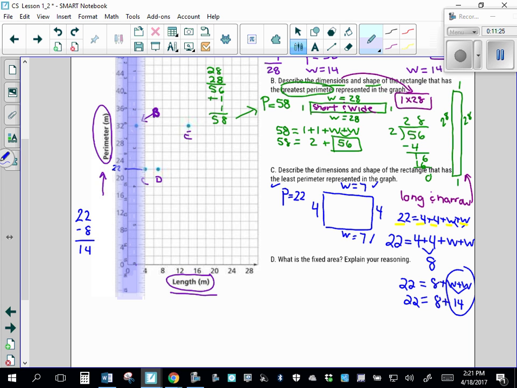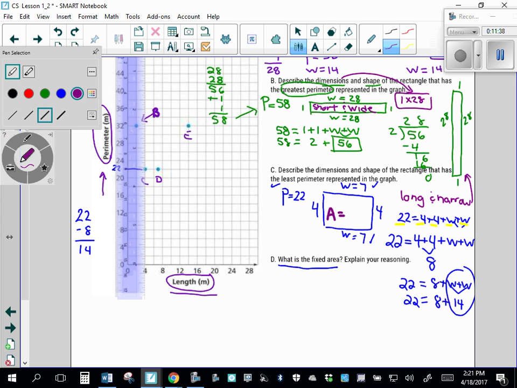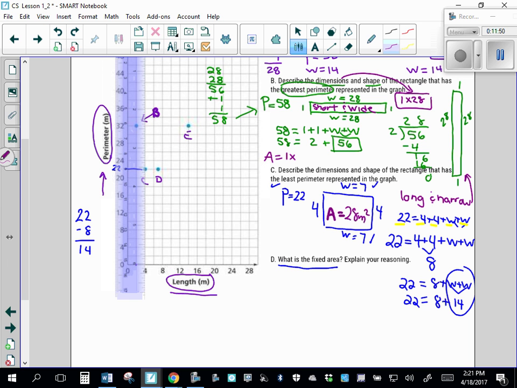Okay. Now to answer the next question, what is the fixed area? Well, let's go back and figure out the areas. The area here is length times width, which is 4 times 7. What's 4 times 7? 28. 28 meters squared. Okay, up here, the area was 1 times 28, because it's length times width. So it's still 28 meters squared.